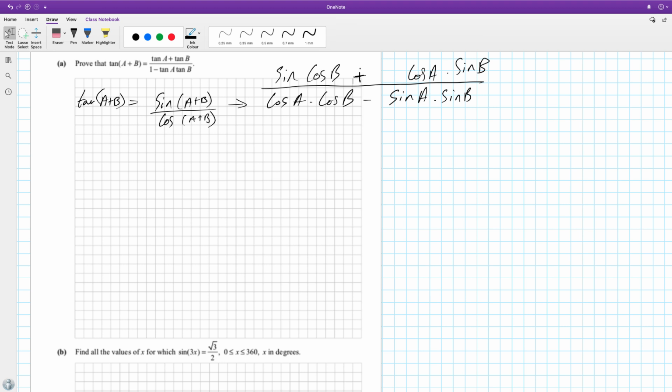Cos A cos B. So we want to get this to 1, because that's the most important one. So we're going to divide everything by cos A cos B. As long as you divide one part, you can divide all these. So what we're going to do is put sine A cos B plus cos A sine B, and we're going to divide it by cos A cos B.